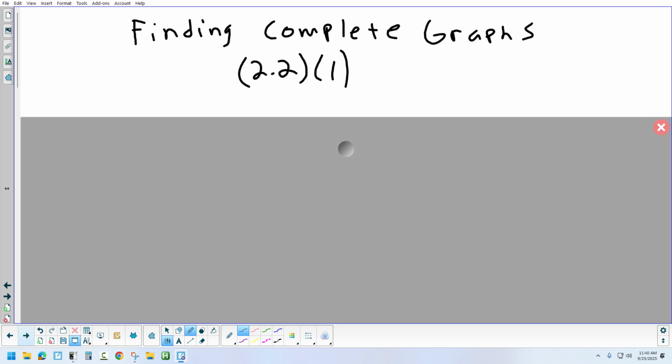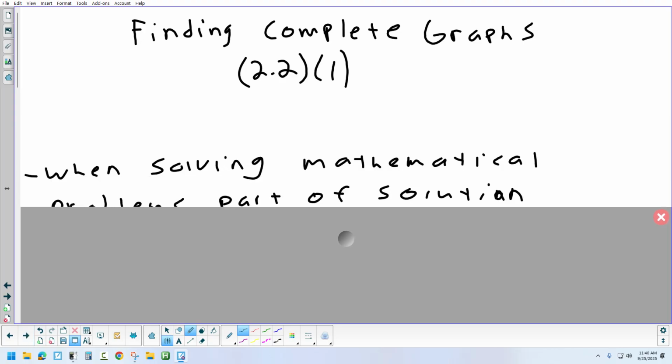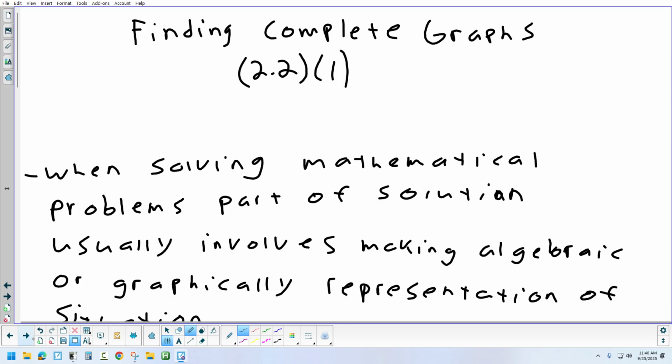All right, so last thing we're going to do, a little bit more on the calculator, is finding a complete graph. So remember what it means when you're finding a complete graph. It means you can see everything on the screen that's important. Now, what we're going to do in this one is solve one question. That's all that's left, one question. And it's a word problem.